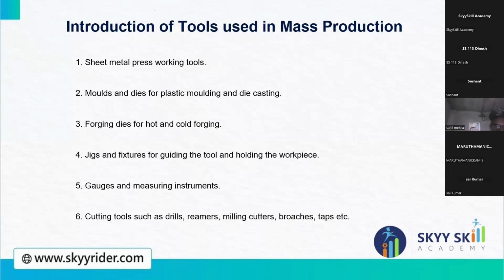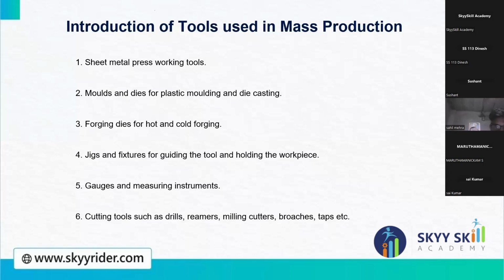Thank you. So these are some mass production tools we are using in the industries. First of all, why are these tools required? Because as a country and as a world, we are looking for every product at a cheaper price. Cheaper price means it has to be produced in larger numbers.